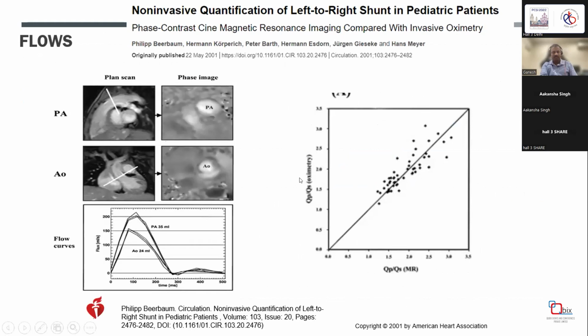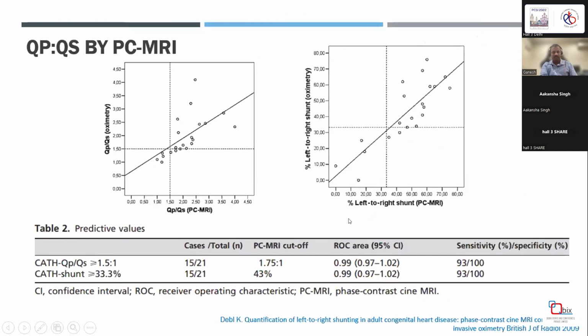For those that are new and not radiologists, there's a plane scan at the level of the MPA and at the level of the LVOT, and then they trace this cross-sectional area of the PA and aorta, and then it gives you flow. So nice aortic flow here and PA flow. And then this paper showed a very good correlation between the QP:QS by oximetry and QP:QS by MRI. I was actually impressed.